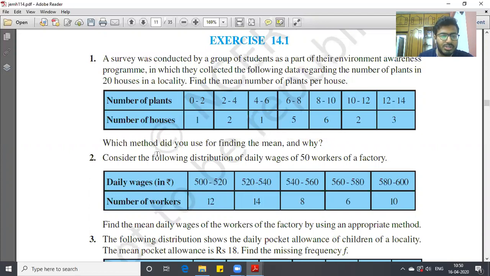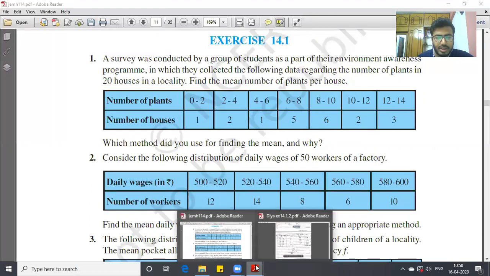Okay. Second question. Consider the following distribution of daily wages of 50 workers of a factory. Now you have to find the mean of the wages of the 50 workers. So find the mean of daily wages of the workers of the factory by using an appropriate method. So they have said an appropriate method. So whichever method you find easier, you can do that method. That is what they are telling. So we'll look into the answer.